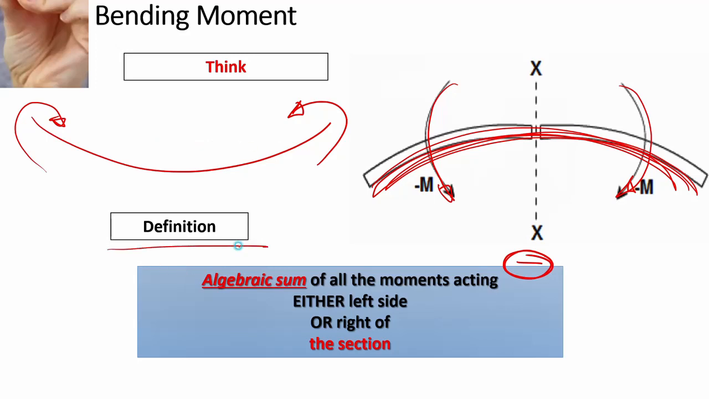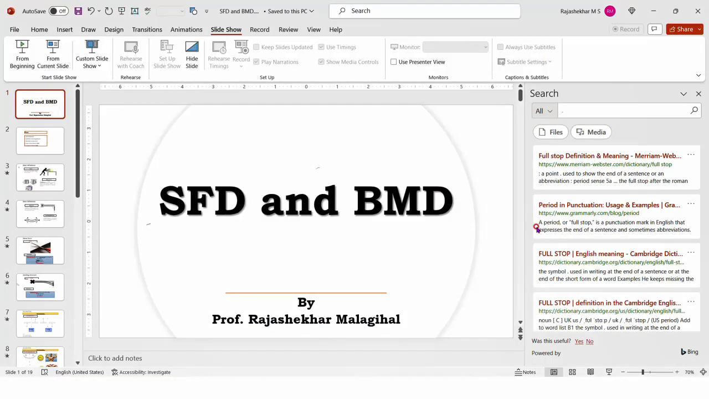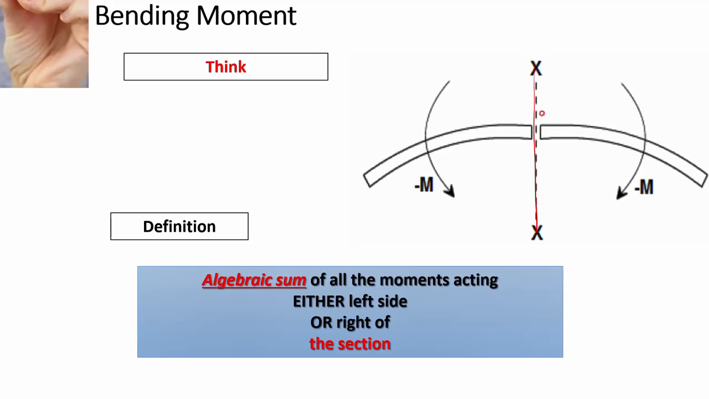Right. Definition: here what we are doing is the algebraic sum of all the moments. These moments might be plus or minus. Plus means the moments produce a sagging effect. If they are producing a sagging effect, that is a plus. If they are producing a hogging effect, that is a minus. Then the algebraic sum of all the moments acting. Here also you have to consider two sections, this is a section, this is a section. You have to consider either the right side or left side of the section.